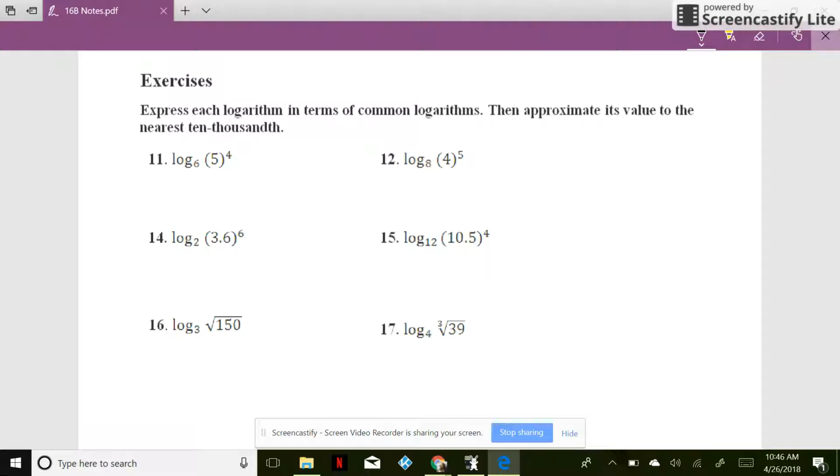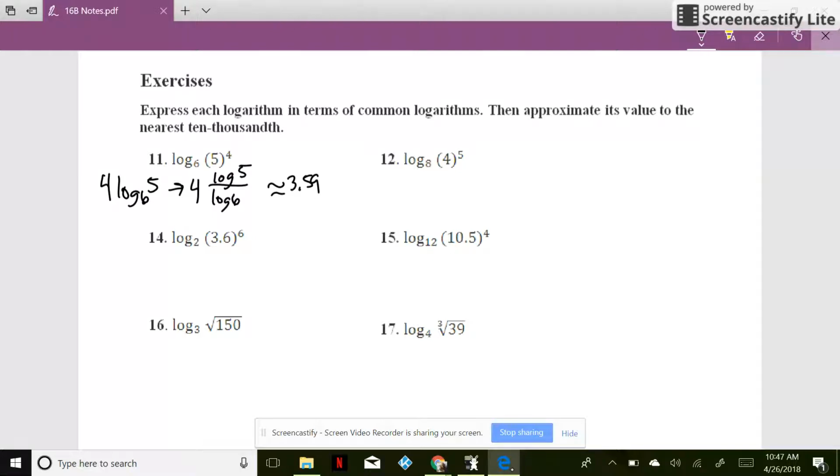So we want to express each logarithm in terms of the common logarithm and then approximate its value. First things first, we've got 5 to the 4th. We need to pull that guy outside. That power of 4, we can bring it outside. So then it's 4 times log base 6 of 5. Now we can rewrite it in our change of base: log of 5 over log of 6. Plug that into your calculator. I only did 2 decimal places, so I get an answer of about 3.59.